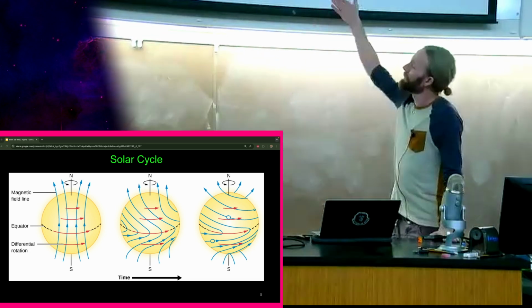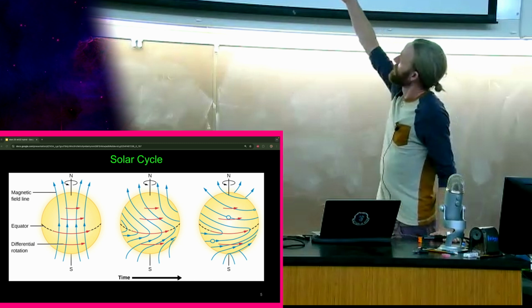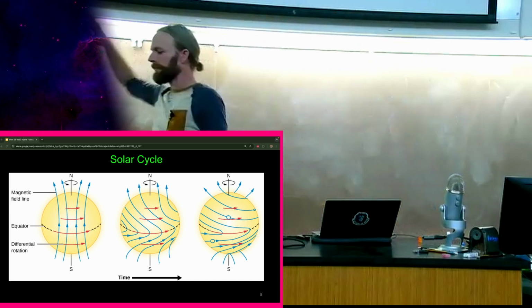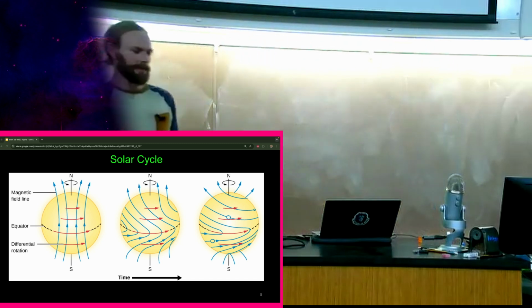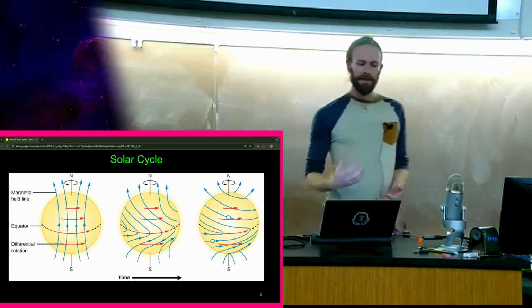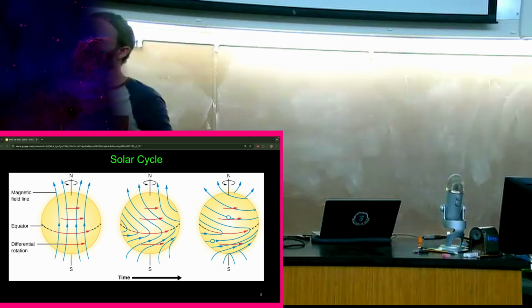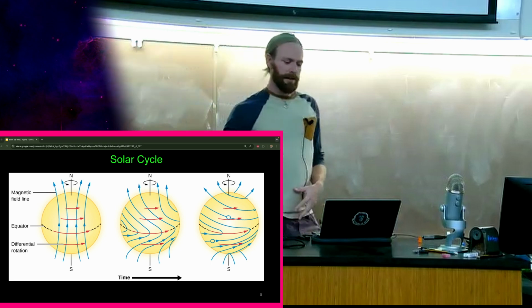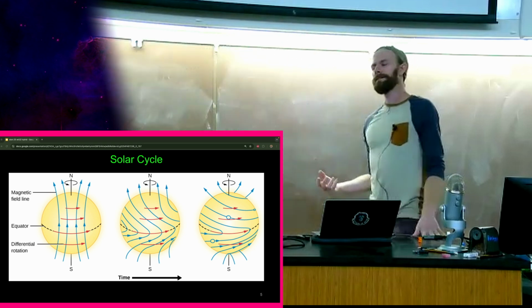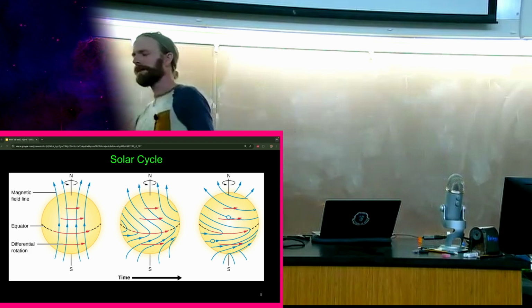The other part that's really troubling about this explanation is that you ask, why is it supposed to be differential? The reason for the differential rotation is supposed to be the magnetic structures themselves. So it's kind of circular if the magnetic structures are causing the differential rotation, but then the differential rotation is also leading to the magnetic reversal at the same time.